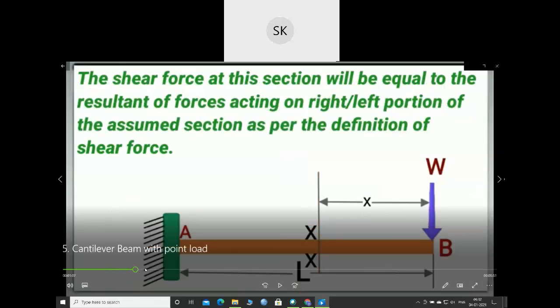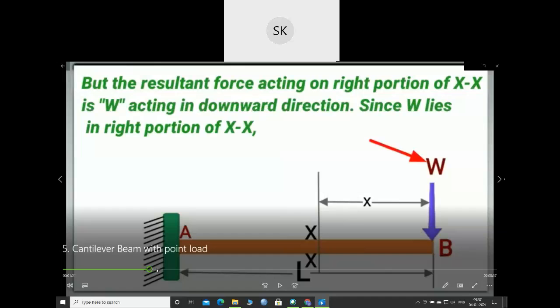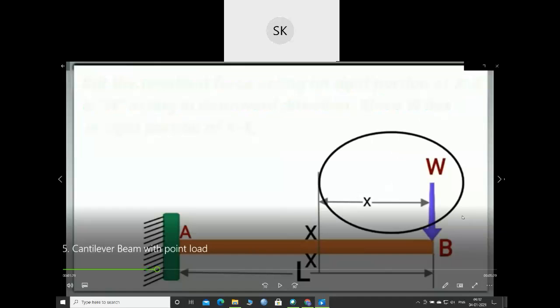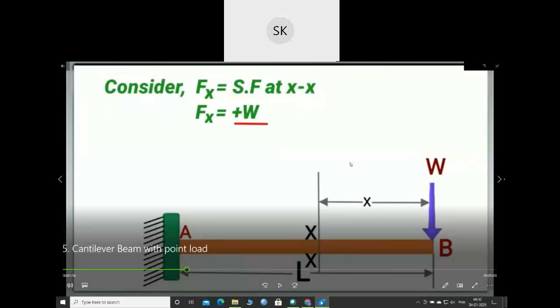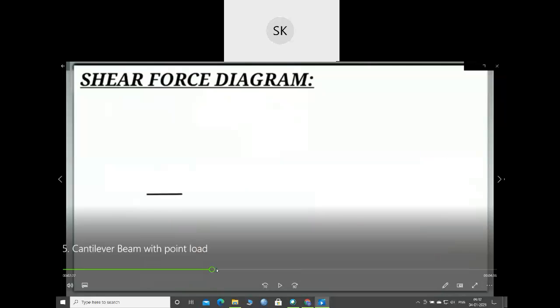Then the first step will be to find out the shear force due to this point load. So at this position your shear force will be only this W. In this question they are considering the downward force as positive, so your shear force at this XX will be W. As there are no other points in between A and B, if you consider one section XX, that will be enough to find out the shear force or bending moment.